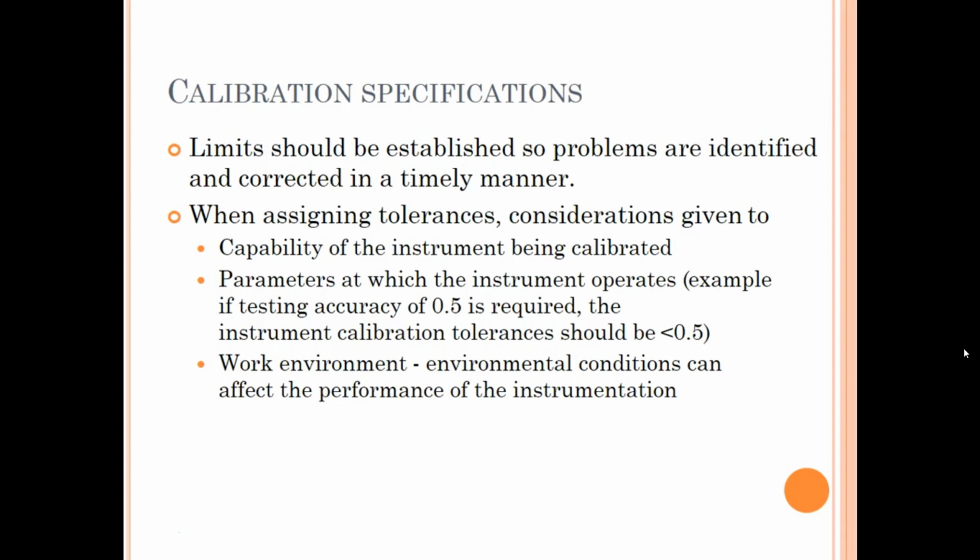For example, if a testing accuracy of 0.5 is required, then the instrument calibration tolerance should be less than 0.5. You need to consider the work environment, because sometimes environmental conditions can affect the performance of the instrumentation. So for a balance, if it's in a fume hood or in a laminar flow hood, you need to take those environmental conditions into consideration when calibrating that balance.